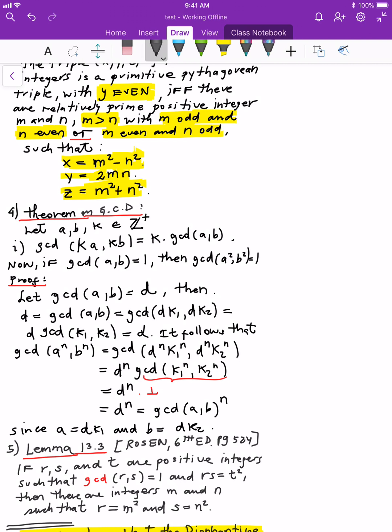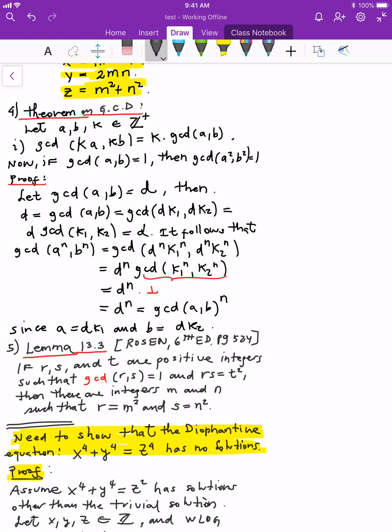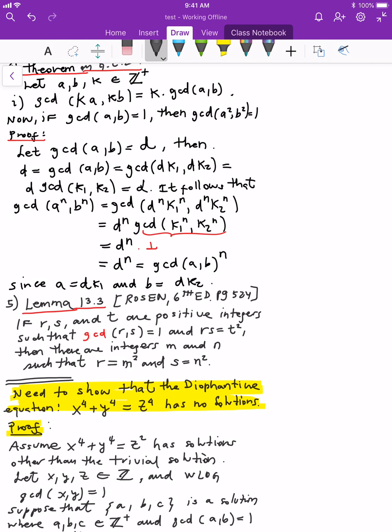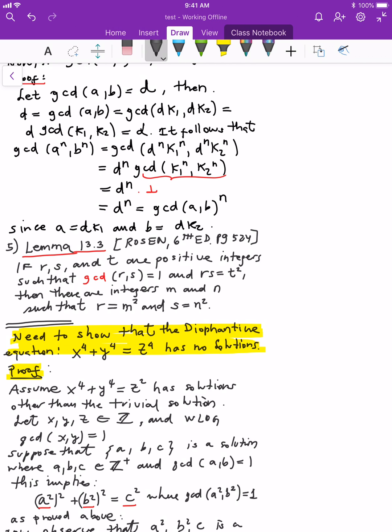Now, the theorem on the GCD, and I made a little proof of it. Let a, b and k belong to the set of positive integers. GCD of ka and kb equals k times GCD of a and b. Basically, you take out the constants. Now here what is important: when a and b are relatively prime, so the GCD of a and b is 1, then the GCD of a squared plus b squared is equal to 1. And the proof follows as this. You can take a look.